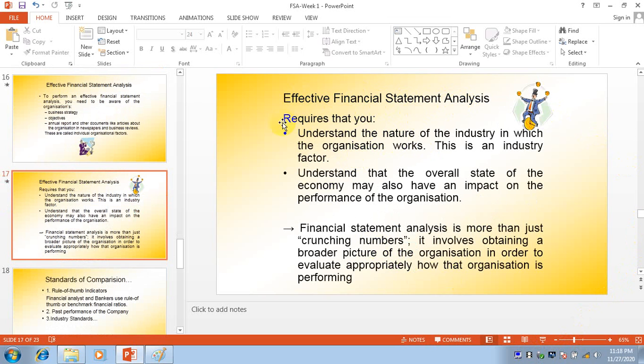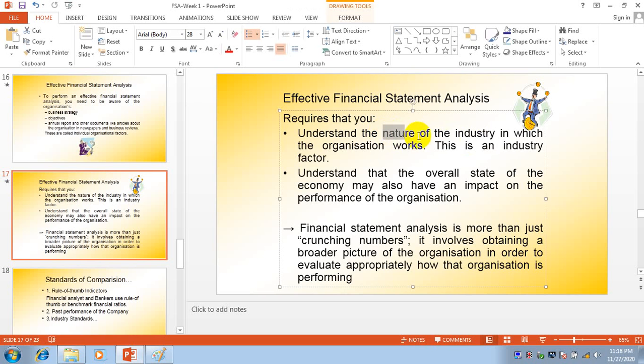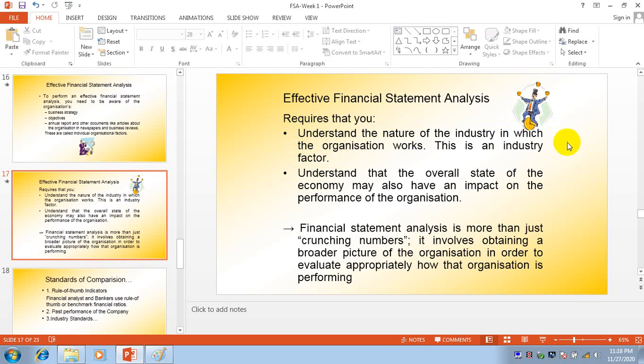Effective financial statement analysis requires that you understand the nature of the industry. The other thing which is important is the nature of the industry in which the organization works. This is an industry factor. It is a manufacturing business, it is a service business, it is a financial institution. Which type of business is this? Which type of manufacturing business is it? Which type of service business is it? Which type of trading business is this?